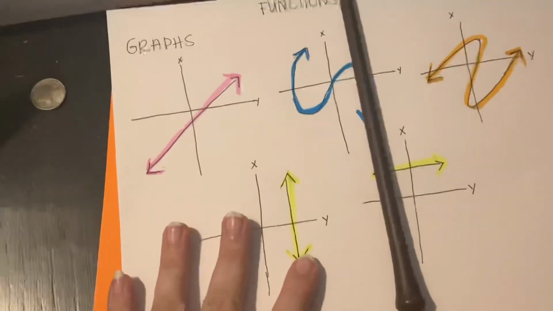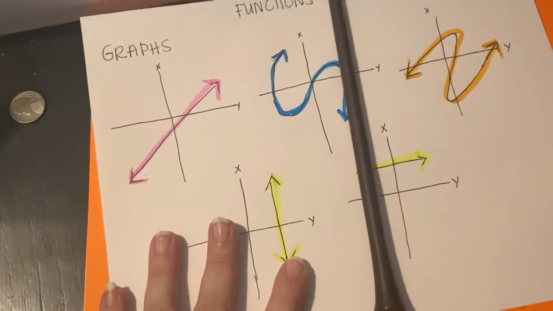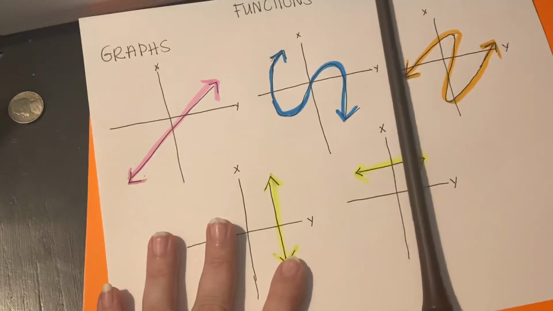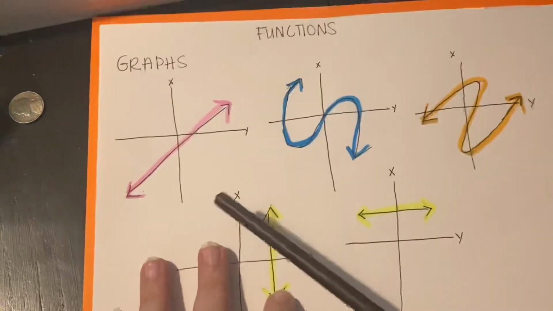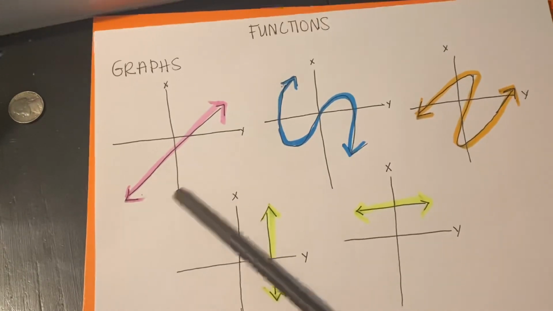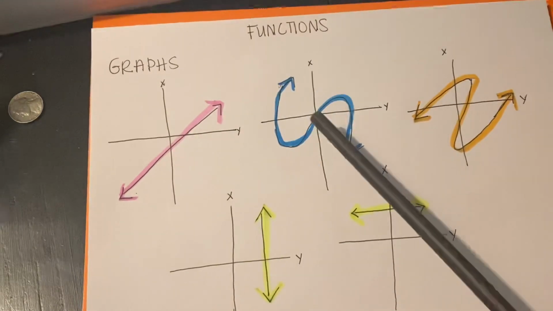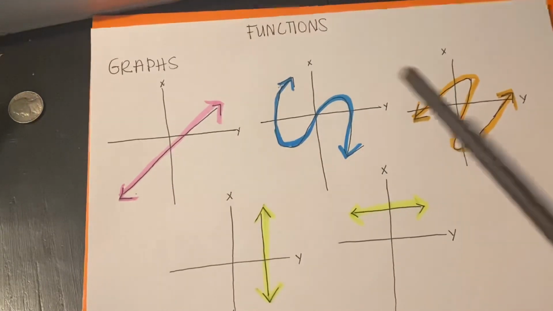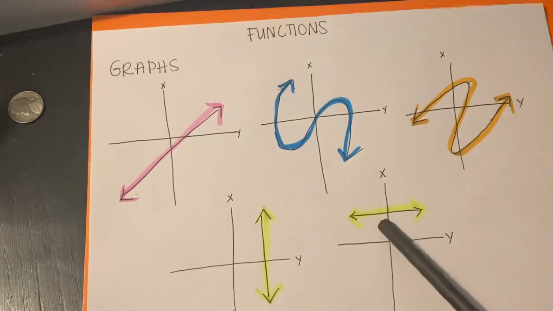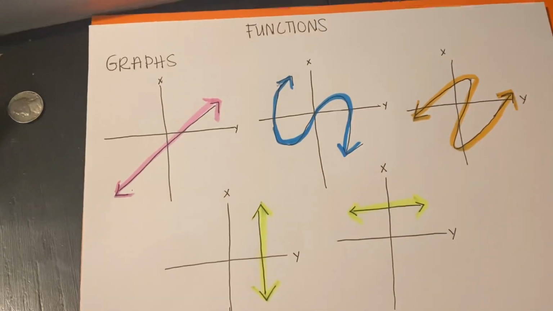Then we have this one, which is across, but there's still only one for x as we go across. This is how you can determine, when looking at a graph, whether or not it is a function. So to go back, this graph would be a function, this is not, this is not, this is not, and this is a function. So I hope that helped explain how to determine whether or not a graph shows you whether or not you have a function.